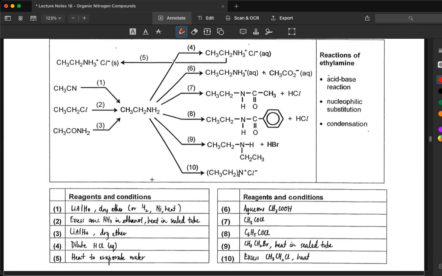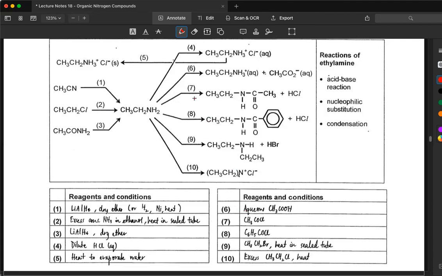Okay, so this is a good summary of all the reagents and conditions for all the reactions. For number 1, you use LiAlH4 in dry ether, or hydrogen with nickel as the catalyst, heat. For 2, you use excess concentrated NH3 in ethanol, heat in sealed tube. 3, converting amide to amine, you can also use the same reducing agent. Then 4, you use dilute HCl. And 5 is just a physical process to evaporate off the water.